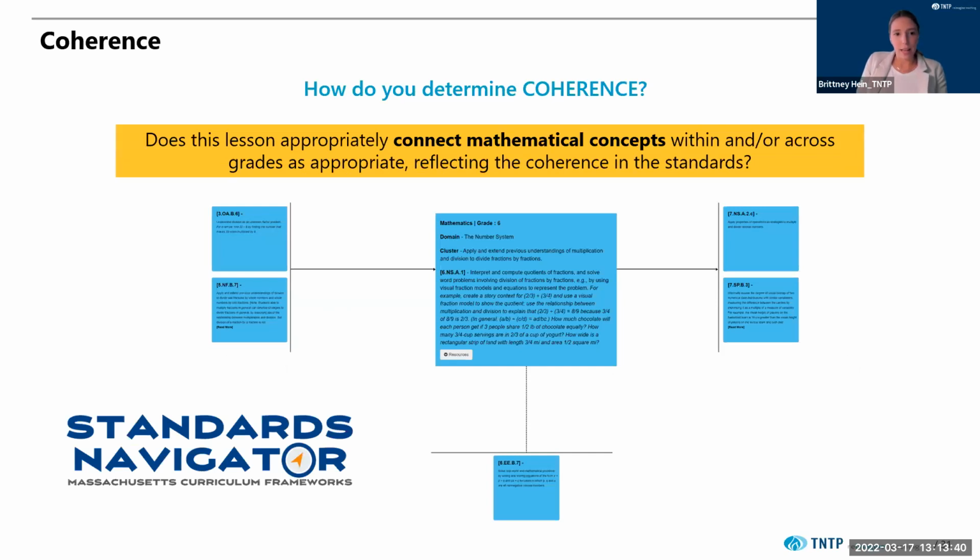The next thing we ask ourselves is coherence. Does this lesson appropriately connect mathematical concepts within and across grades, as appropriate, reflecting the coherence in the standard? One helpful tool is this Standards Navigator, which is also linked in your additional resources in your note catcher. It can help you identify the related standards from prior grades and then related standards within the grade.